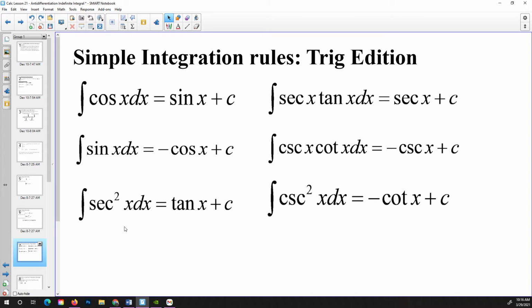The integral of secant squared x dx is tangent x plus c. The integral of secant x tangent x dx is secant x plus c. The integral of cosecant x cotangent x dx is negative cosecant x plus c. And the integral of cosecant squared x dx is negative cotangent x plus c.